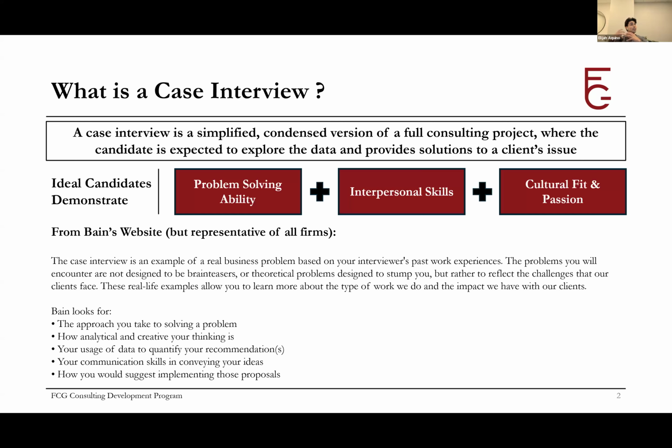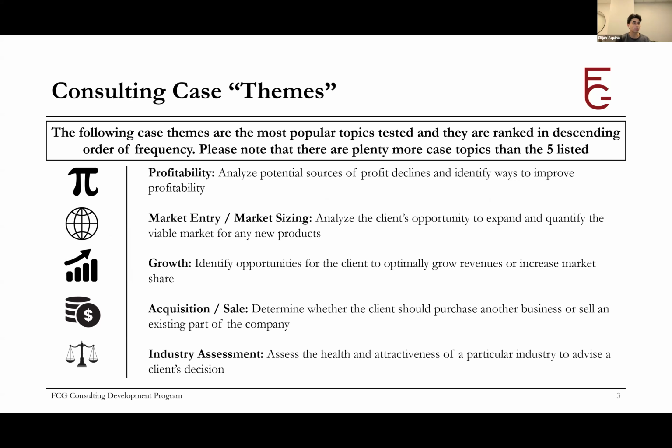So common themes. We talked about this last week. Profitability and market entry is what we're going to be focusing on this week, but next week we're going to be focusing on profitability. Growth, or how to enter a new market, is usually another one. Acquisition, M&A, is another type of case that you might be given.